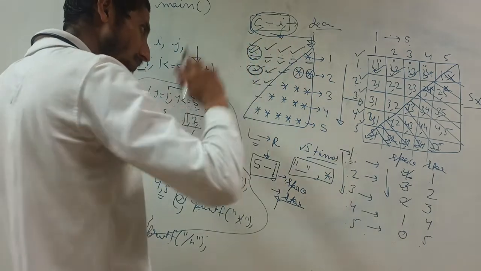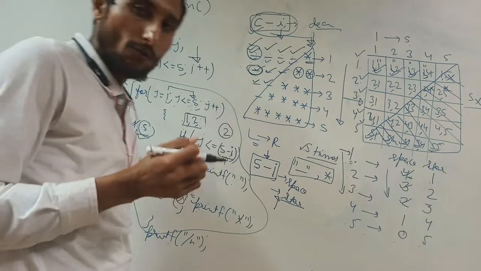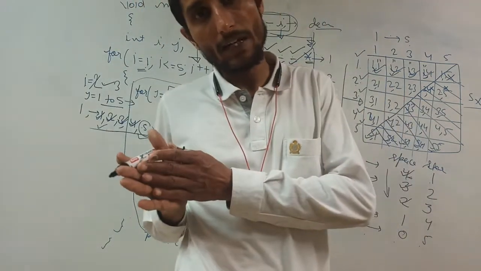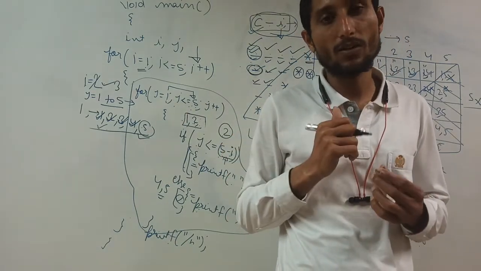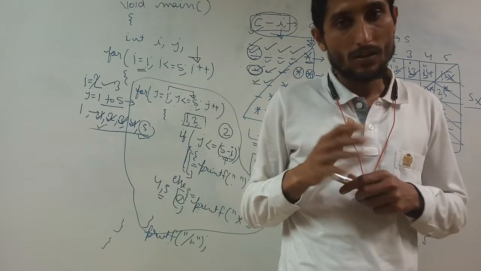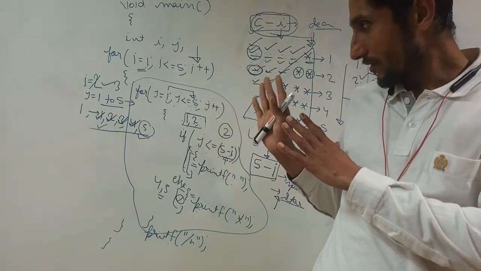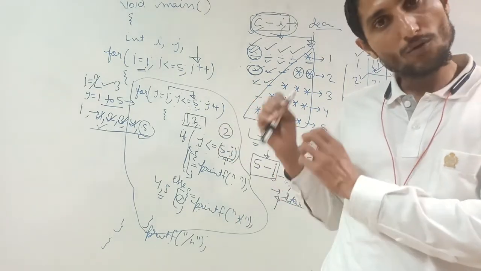space. So how many spaces do we require? How many stars do we require? First of all, we have to calculate this. Then we have to put an if condition that will decide whether a star will be printed or a space will be printed. Okay.